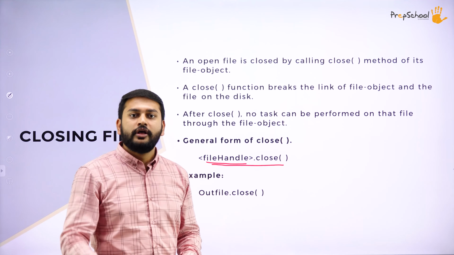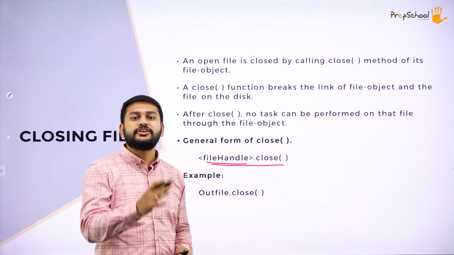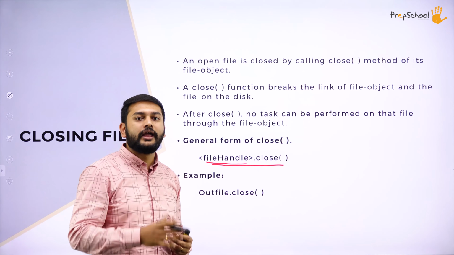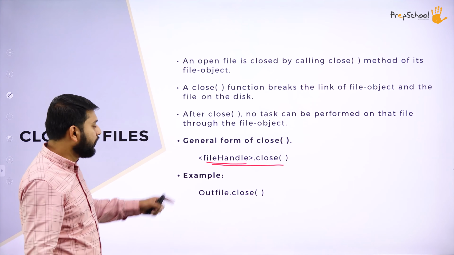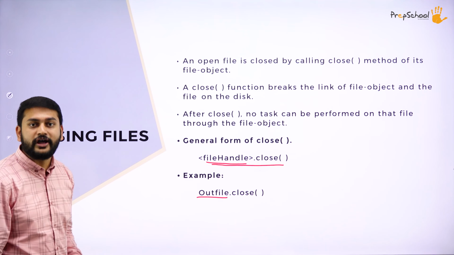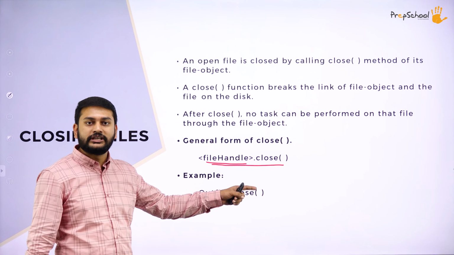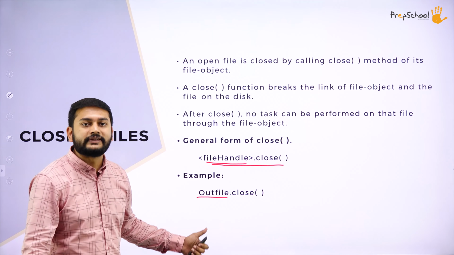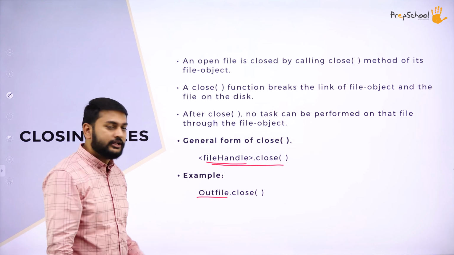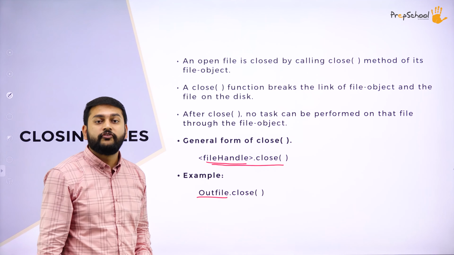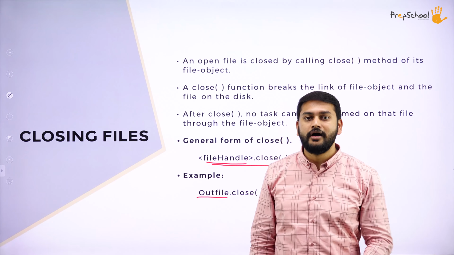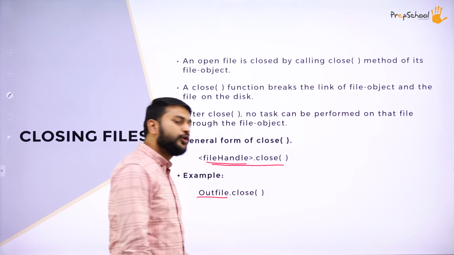This is what you should perform once you are done with all the operations in the file. Please remember, this outfile is an example that I have taken. This is the file object, and dot close is a function that I am calling for this file object. What is the meaning of it? I am closing the file outfile, which is already opened. That is what you should remember with respect to the close function.